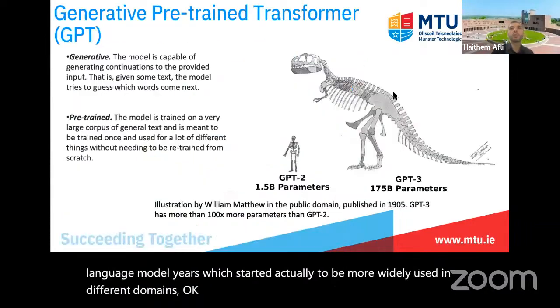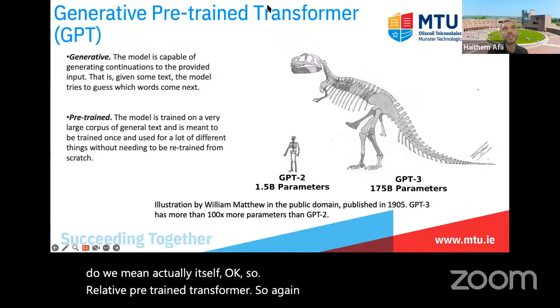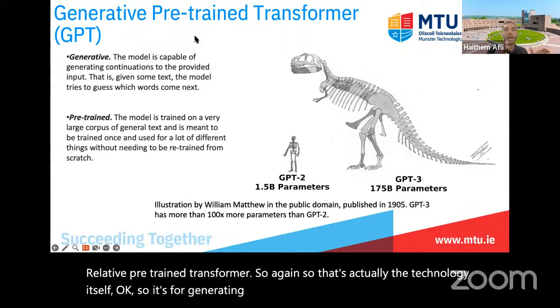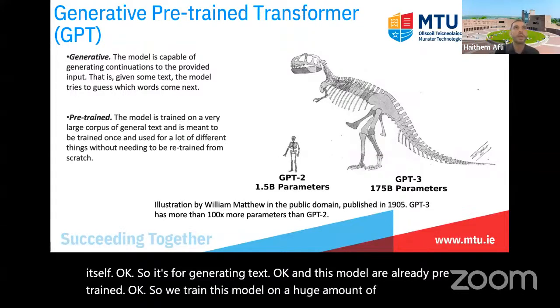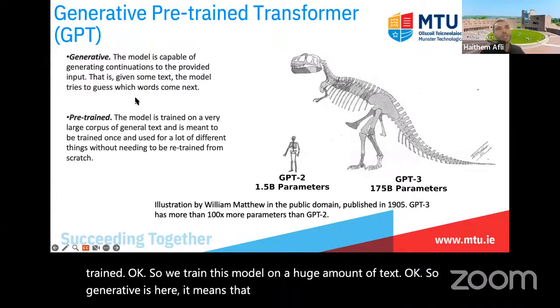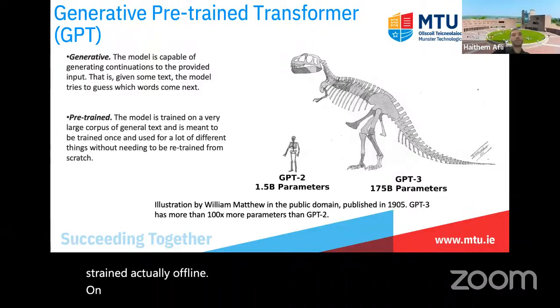So in ChatGPT, what do we mean by GPT itself? The G is for generative, and GPT stands for generative pre-trained transformer. So that's the technology itself. It's for generating text, and these models are already pre-trained, so we train the model on a huge amount of text. Generative means that the model is capable of continuously generating text. Pre-trained means it's trained offline on a very large corpus of text.